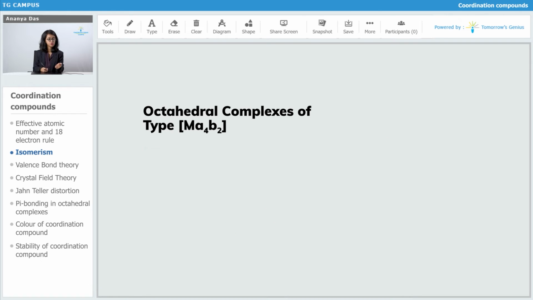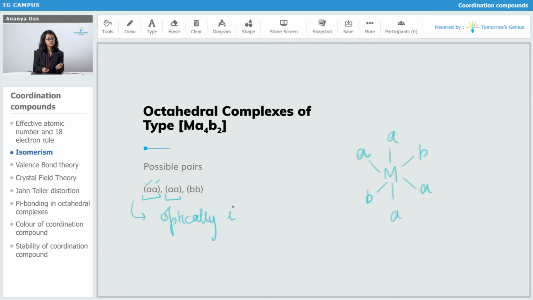Now let's go to the next possible pair. In this, A is trans to A, B is trans to B and A is trans to A. In this case also, the trans pair is getting repeated as well as the same ligands being trans to each other. So this is also optically inactive. So these are the only two possible pairs for the complex MA4B2.